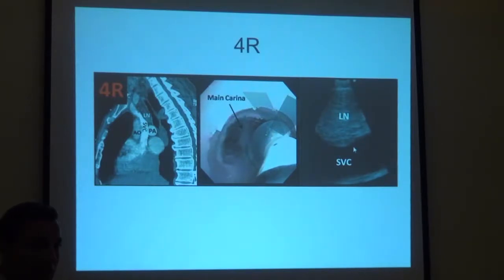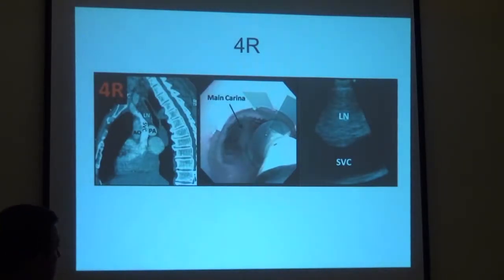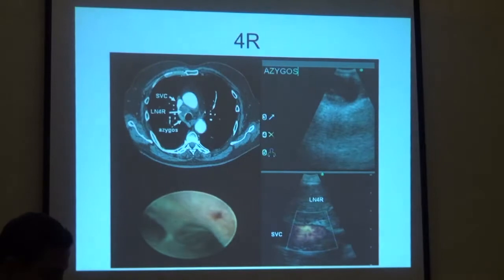This is also one of the classic views in EBUS. So you have the lymph node, and your SVC is below it, okay? Now, depending on the level, with the 4R, you may either see the azygos, similar to what I showed you here, okay? Or the superior vena cava, similar to that. This is another correlation to make things a bit clearer. So you have the superior vena cava, the lymph node 4R, and the azygos.